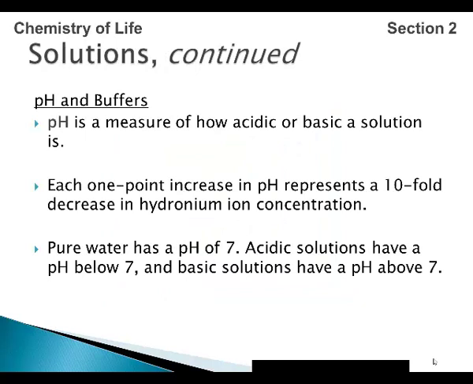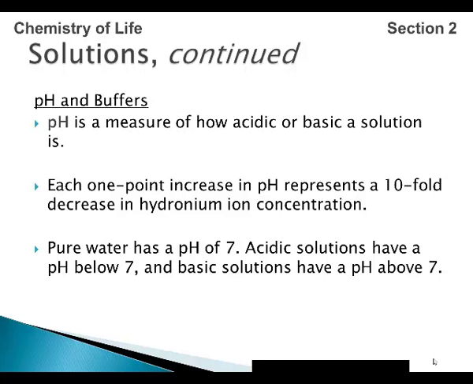pH and buffers. A pH is the measure of how acidic or basic a solution is. Each 1-point increase on the pH scale represents a 10-fold decrease in hydronium ion concentration. So pure water has a pH of 7. 7 is neutral. Acidic solutions have a pH below 7, and basic solutions have a pH above 7. The scale ranges all the way up to 14.